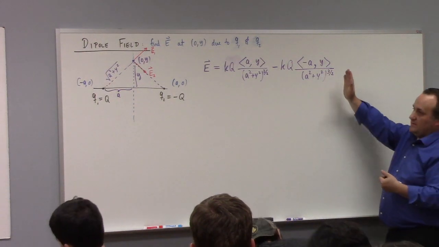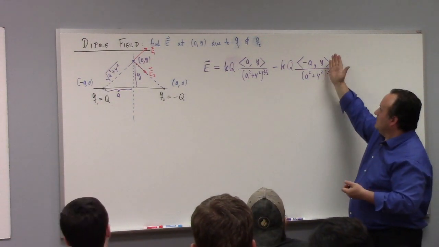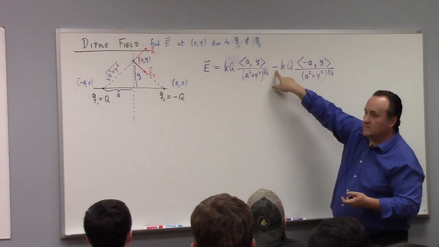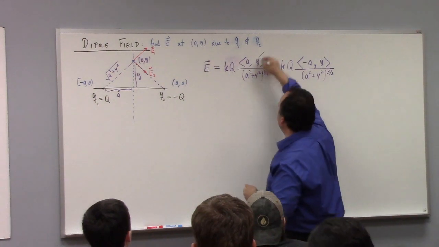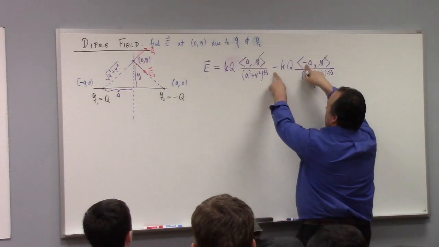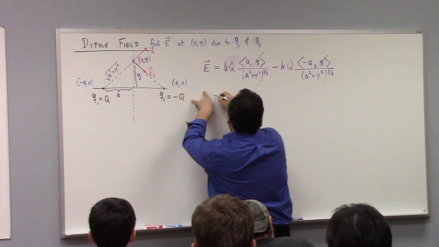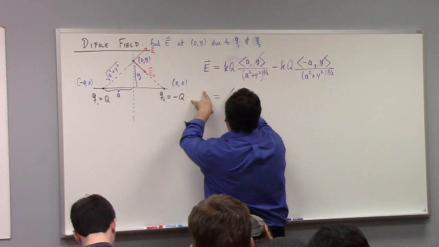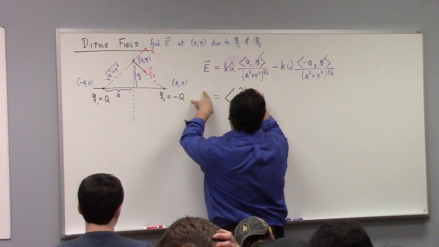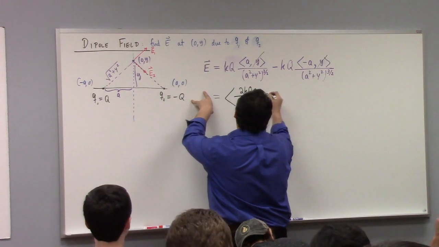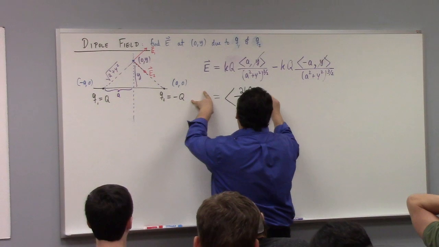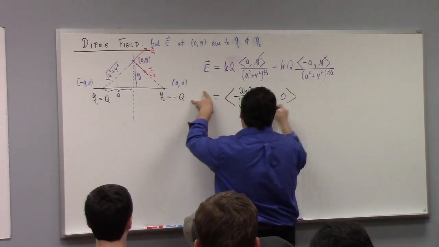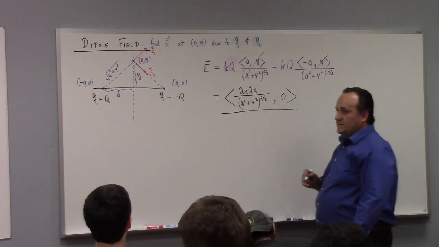See what happens though? The vertical piece, there's a minus here. There's not one there, but it's otherwise the same. So this piece cancels. These pluses go together. And so what we got ourselves is 2kqa divided by a squared plus y squared to the 3/2, comma 0. So that's the electric field.